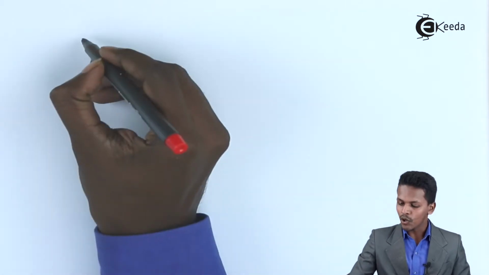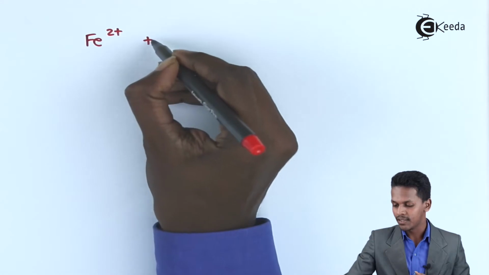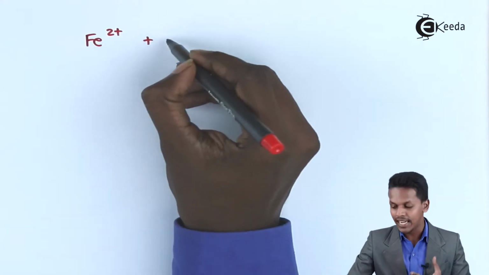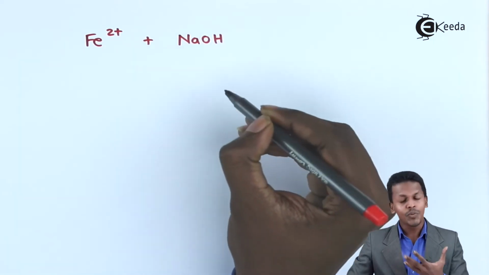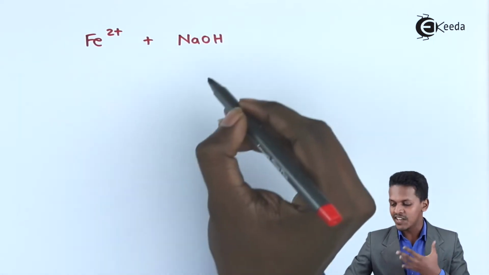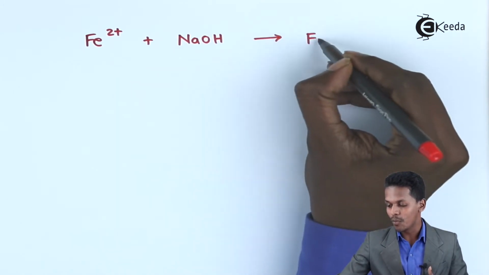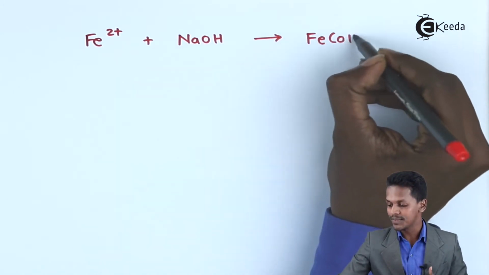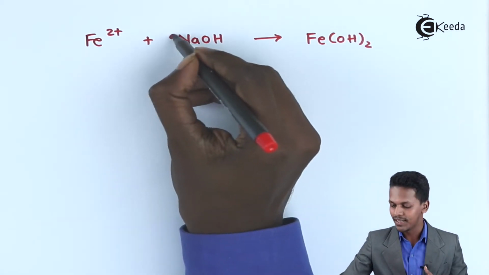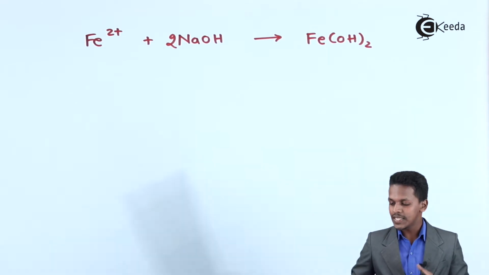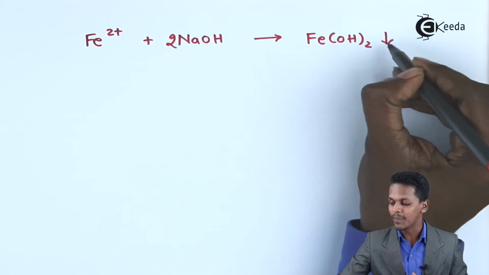Now let me talk about the example where the Fe2+ ion is what we have to detect, and how we can detect it by reacting it with NaOH. Whenever the Fe2+ ion is reacted with NaOH, a base, we find that the product formed is Fe(OH)2. Here we have to balance the stoichiometry. This product that we have got is nothing but a precipitate.